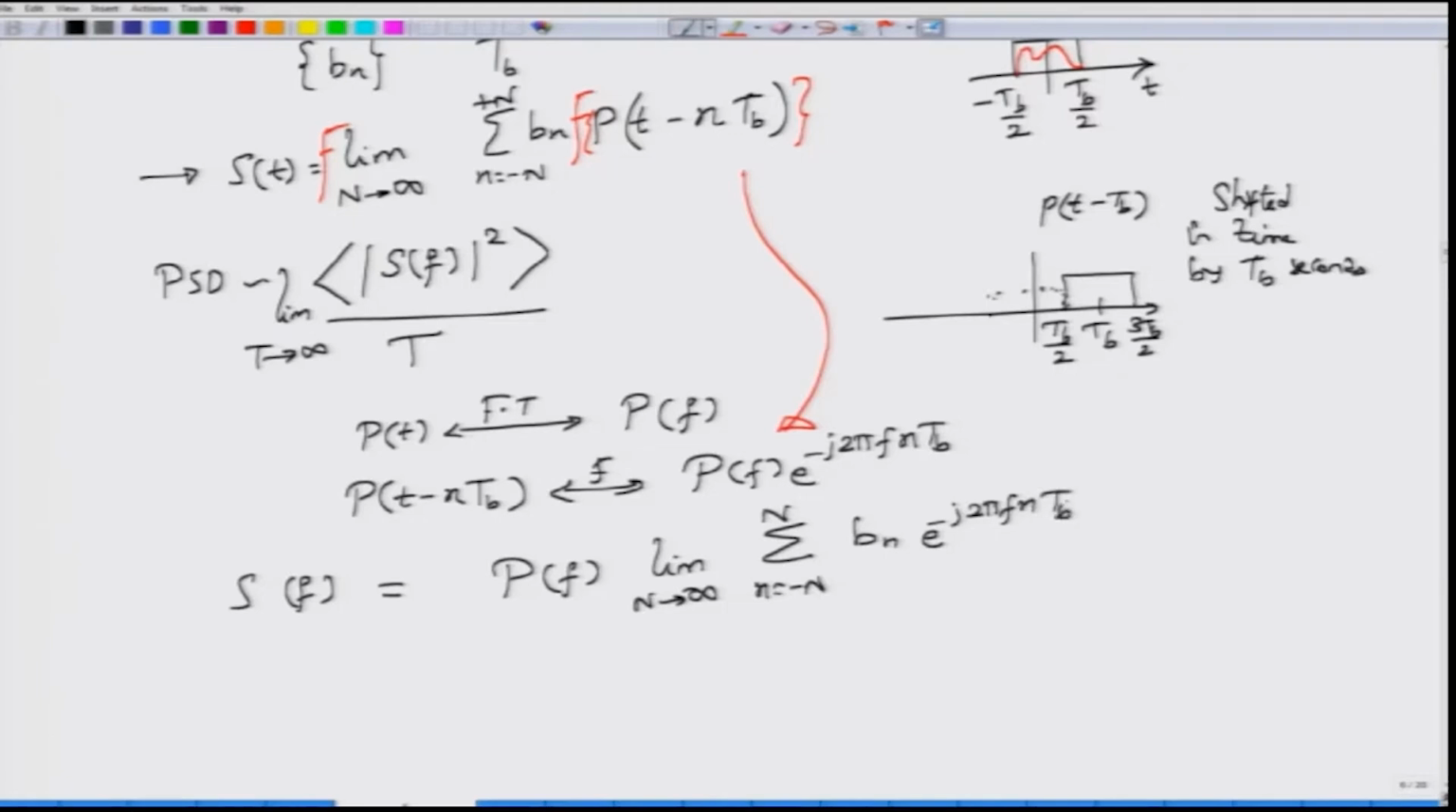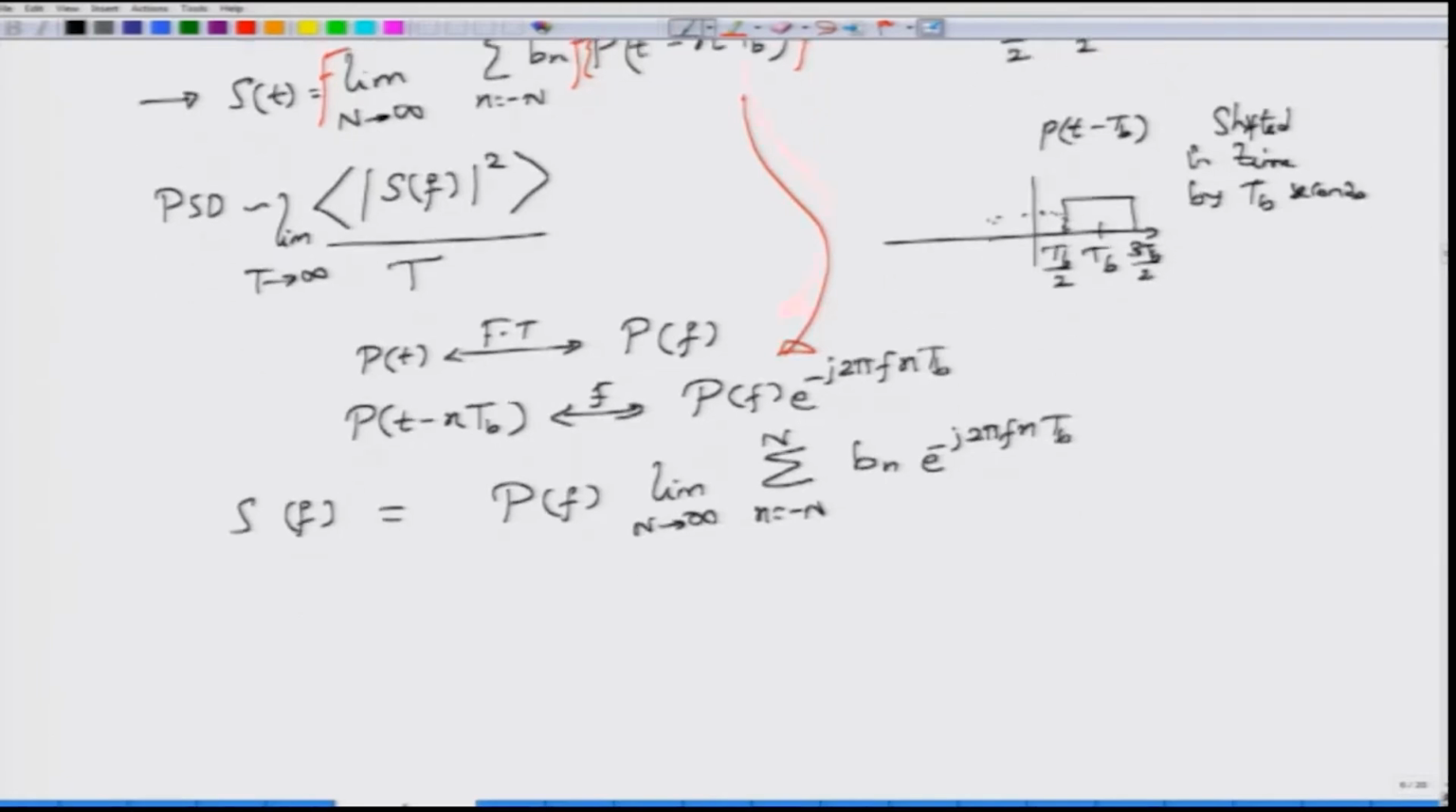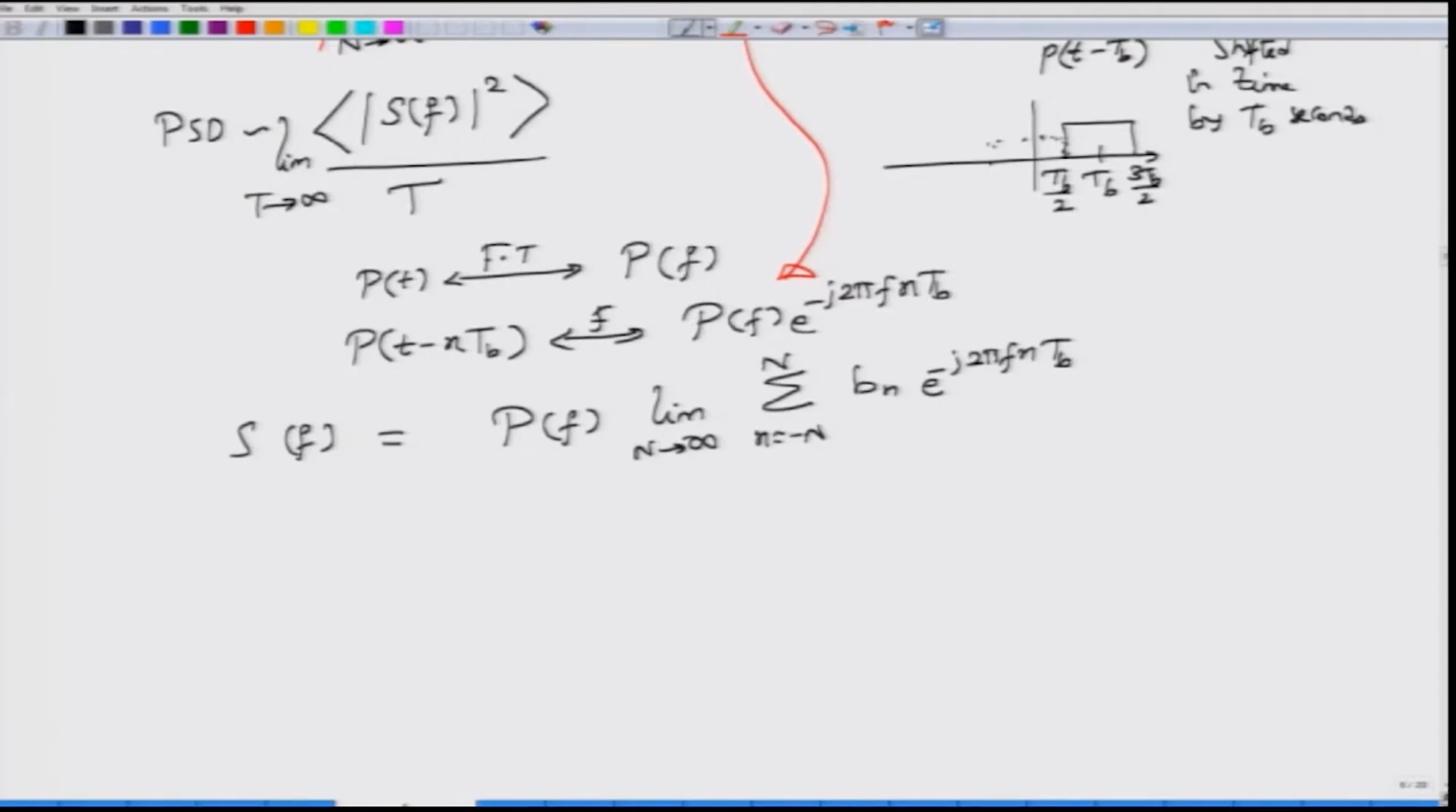This is the Fourier transform, but we do not want the Fourier transform. What we want is the magnitude of the Fourier transform squared. The magnitude of the Fourier transform squared is actually S of f times S complex conjugate of f. So, what is S complex conjugate of f? You take this equation and conjugate the complex numbers.